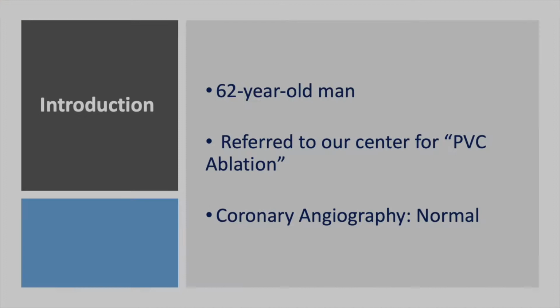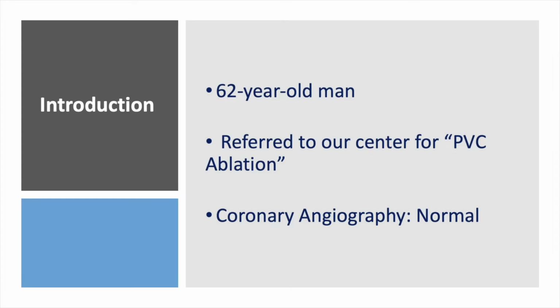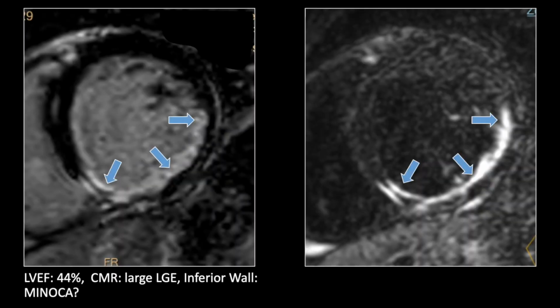The patient is a 62-year-old man who was originally referred to our center for PVC ablation. Echocardiography showed LV dysfunction with an ejection fraction around 45%. Coronary angiography was normal. Cardiac MRI showed an ejection fraction around 44%. In addition, as we see here, the MRI showed a large late gadolinium enhancement area at the inferior wall, compatible with a diagnosis of inferior wall myocardial infarction.